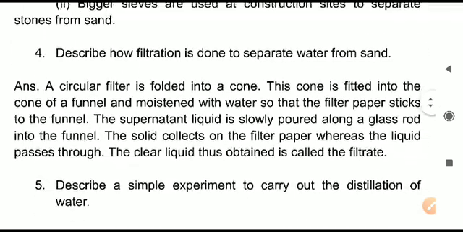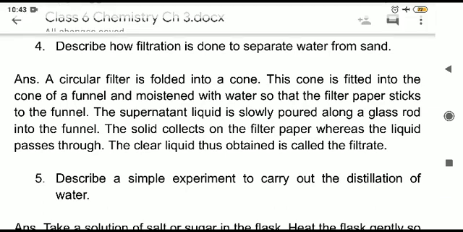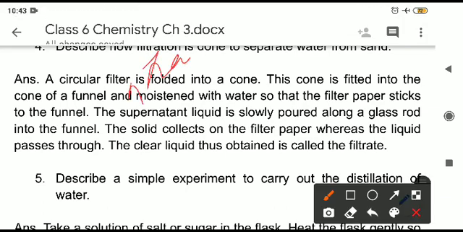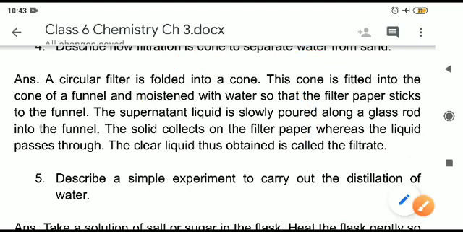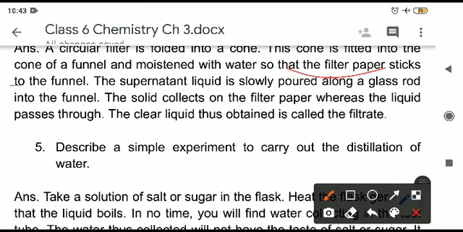sieving. Question 4 now: describe how filtration is done to separate water from the sand. So let us read how we can do filtration. A circular filter paper is folded into a cone and this cone is fitted into the funnel. So we will take a funnel and in that funnel we will put the paper. And this paper is moistened with water so that the filter paper sticks to the funnel.